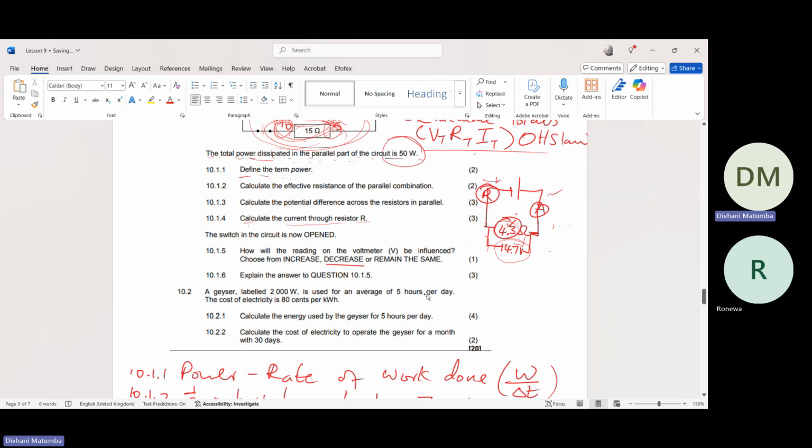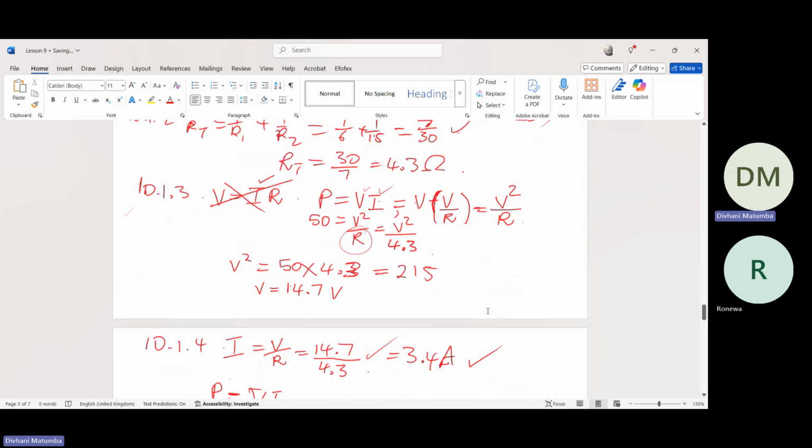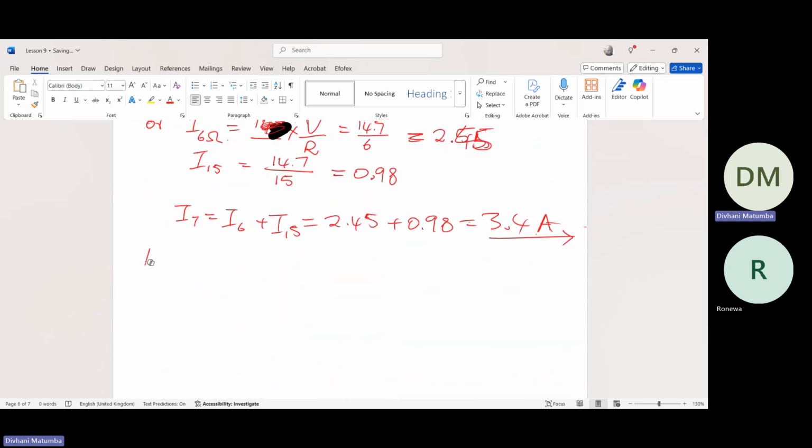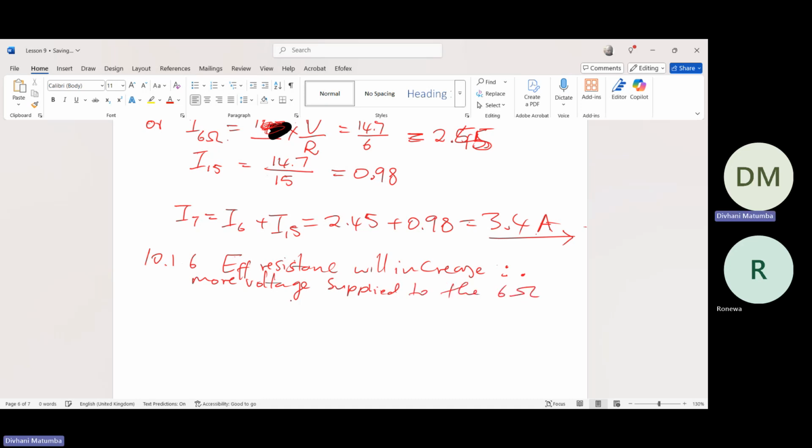Explain your answer in 10.1.6. The explanation for 10.1.6 is that the effective resistance will increase. Therefore, more voltage is supplied to the 6 ohm resistor.